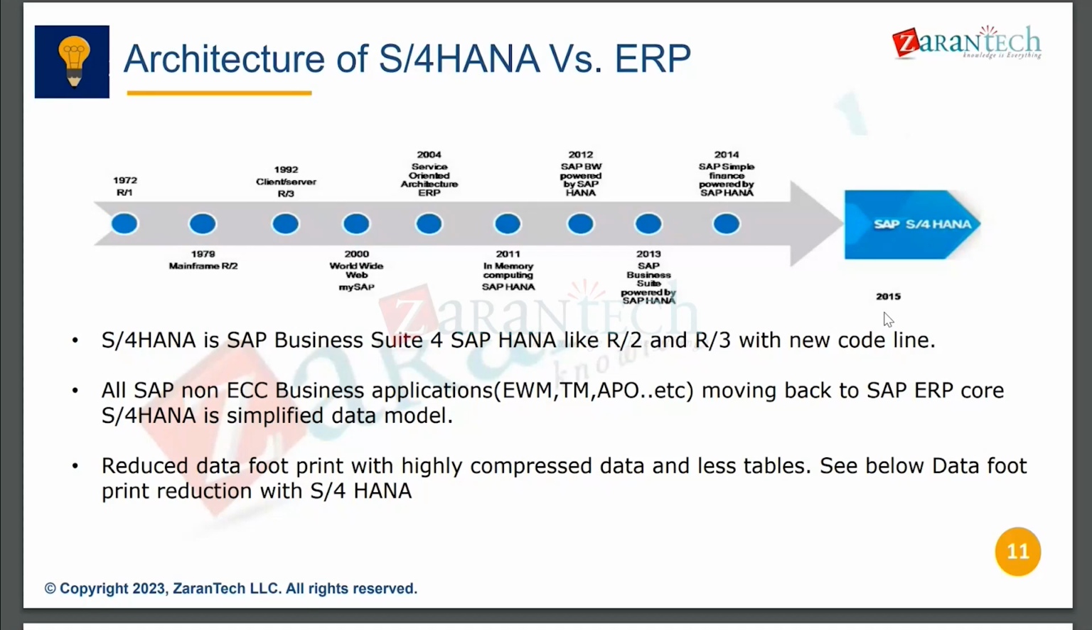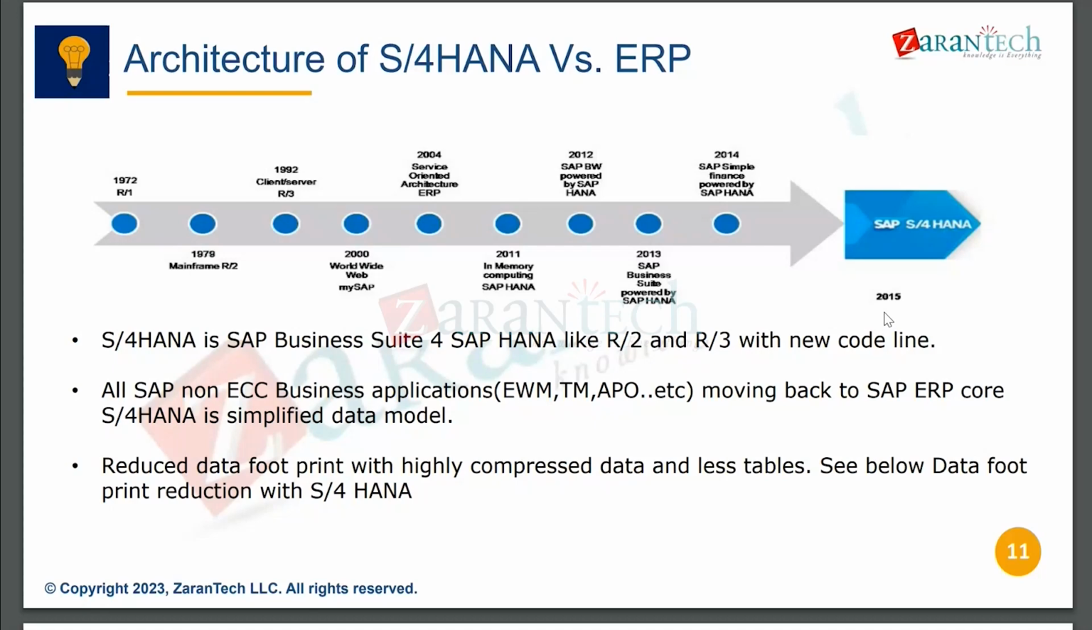Now in S4 HANA, what they have done is they clubbed all the important tables which are interlinked. Before, if you wanted to develop any report, you needed to link multiple tables. For example, in Quality, if you want to develop a report, you need to go to the calls table, and you need to go to the QM or results table. You need to go to different tables to build up a logic.